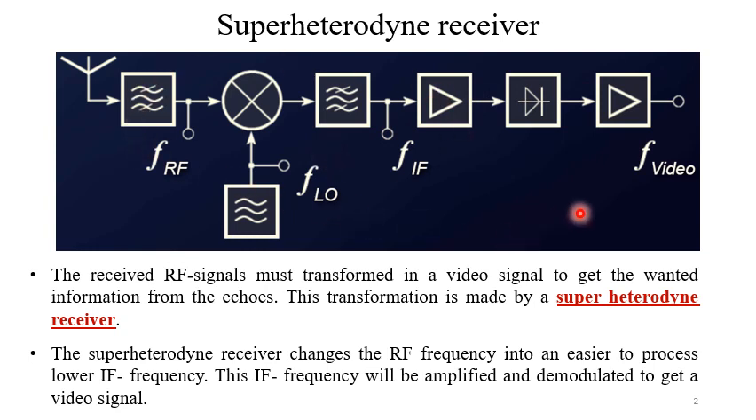The received RF signal must be transformed into a video signal to get the wanted information from the echoes. This transformation is made by the superheterodyne receiver. The superheterodyne receiver changes the RF frequency into an easier to process, lower IF frequency. This IF frequency will be amplified and demodulated to get a video signal. So this is the basic block. We will discuss each block.